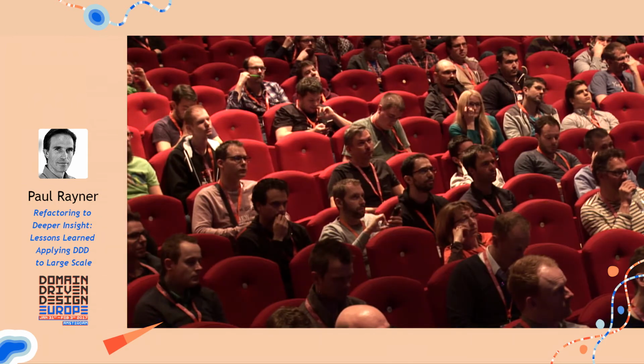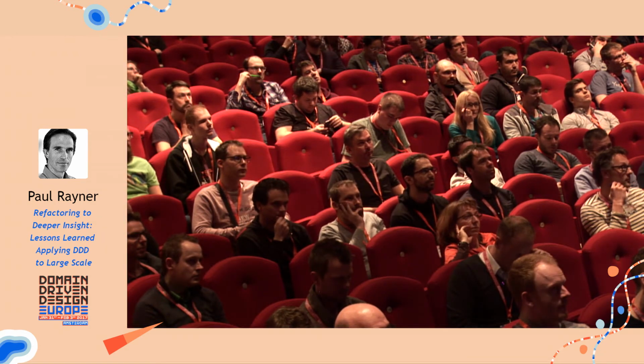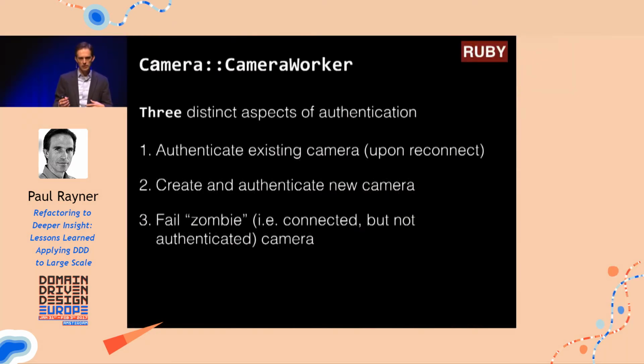So then we looked at the camera and the workers cleanup to see what we could do on the Ruby side in terms of cleanup. What we saw was that in terms of authentication, authentication being: is this a camera that Nexia knows about? There were three kinds of things going on. We needed to authenticate an existing camera, one that Nexia has connected with in the past and is reconnecting. Then, when a home user, a customer, adds a new camera to their home network, we needed to be able to create and authenticate that through the enrollment process that I showed you right at the beginning. And then we needed to be able to handle zombies.